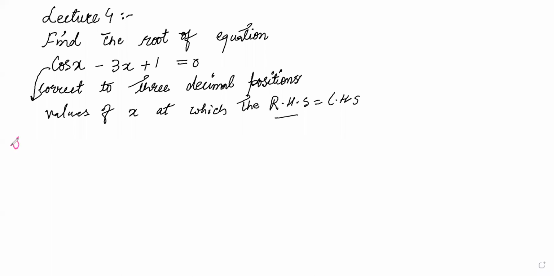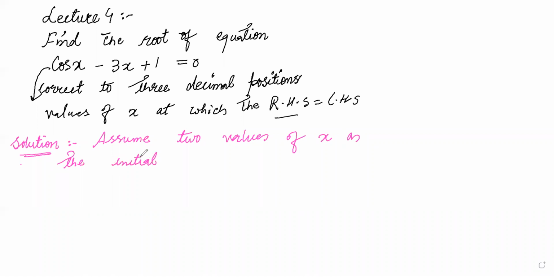The procedure of solving this question is, first of all, we have to make an assumption: assume two values of x as the initial solutions, or what we call initial approximations. What do we mean by saying that we have to assume two values of x as the initial approximations? That is, we have to take any two values of x.